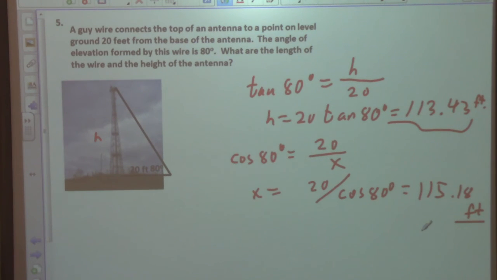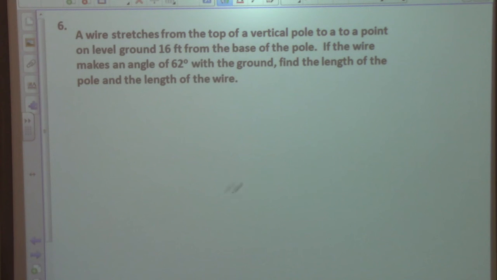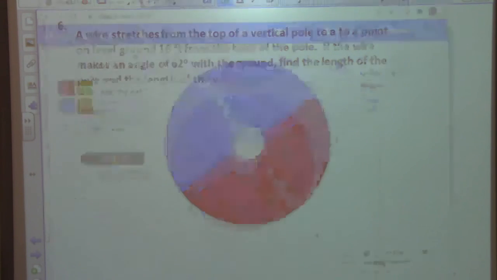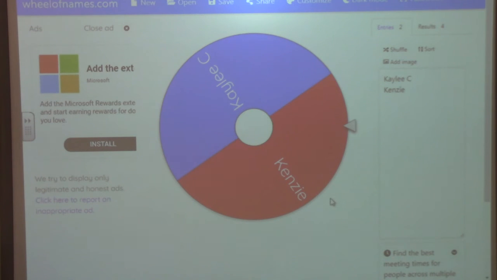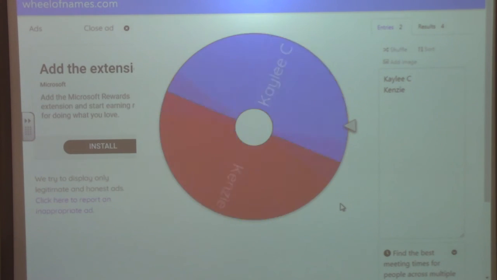Chapter 5. Okay. Let's go on to number 6. A similar type of problem. We have very few people, though, 2 people. So Kaylee, you are the one.